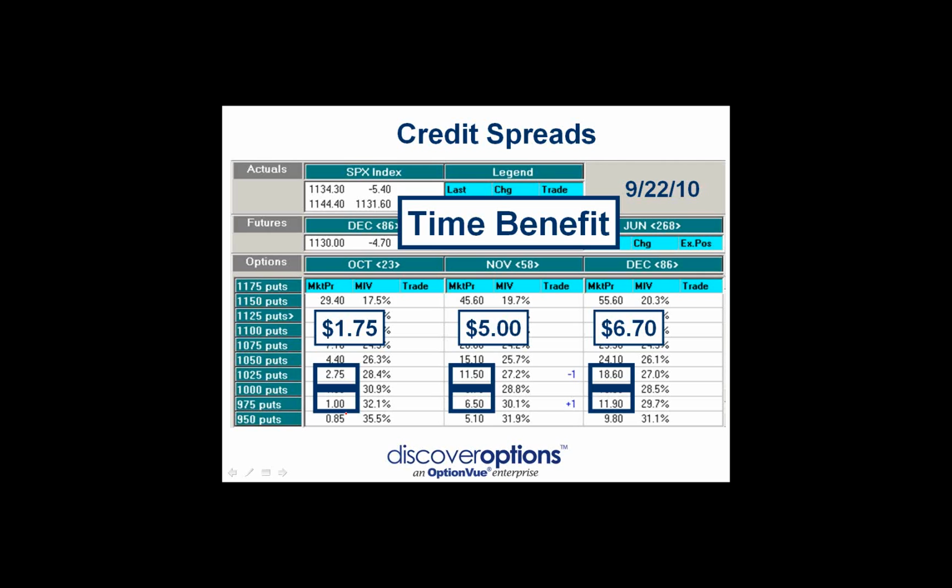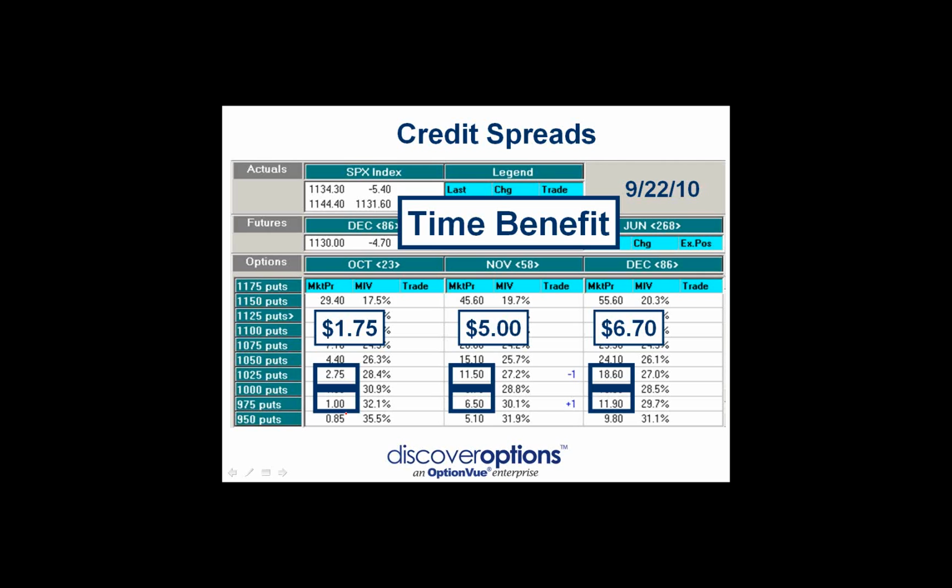Notice that the same 50-point spread out in December, more time, almost 90 days out, basically the next month out, that same spread sells for $6.70. One month later in November, where we have our little proposed spread, it's at $5. Now look at the October one. One month later, it's at $1.75.